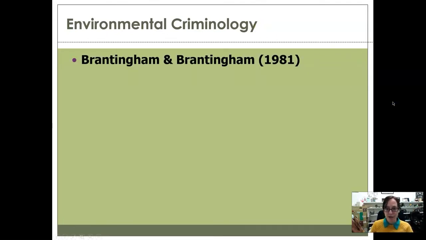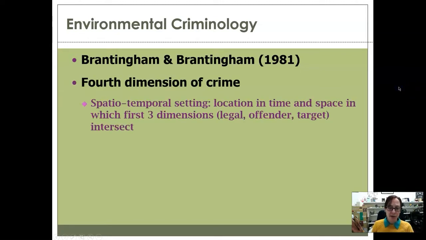Brantingham and Brantingham were huge proponents of some of the theories within environmental criminology, and they really brought these ideas to the forefront. They are major players here. They talked a lot about what's called the fourth dimension of crime. The first three dimensions are the legal dimension, the fact that there is a crime being committed, the offender dimension, and the target dimension. The fourth dimension is the location in time and space in which those first three dimensions intersect to result in that criminal event. It is that spatiotemporal setting.